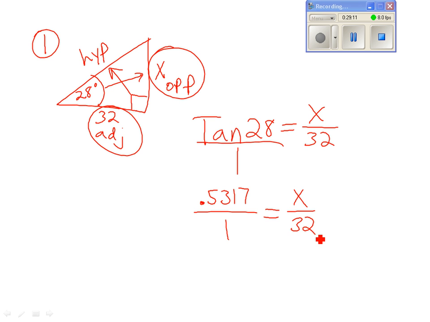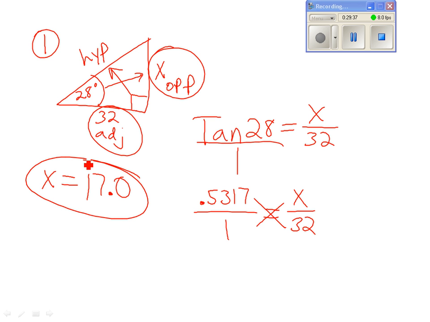Now what do I do? Cross multiply. 1 times x is just x. I'll do that part for you. What does the other part give? The answer? Uh-huh. 17.014. Was that right? Because I had it right the first time. So we'll round it off to about 17.0. They didn't give us any units, did they? So that's our answer.